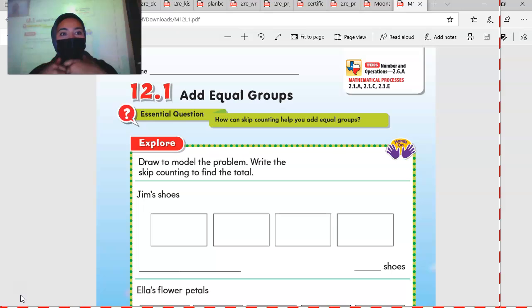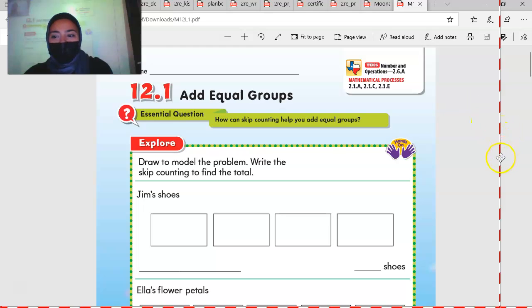So when you count by fives, you're adding 5 each time. When you're counting by twos, you're adding 2 each time. When you're counting by 1, you're adding 1 each time. That's why the number is getting bigger, okay? So adding equal groups. Let's read. How can skip counting help you add equal groups?